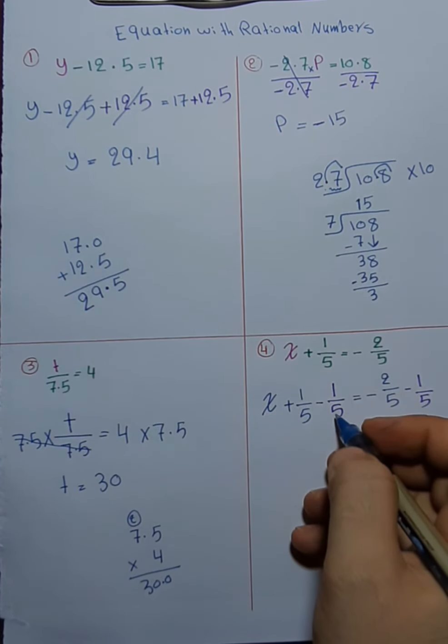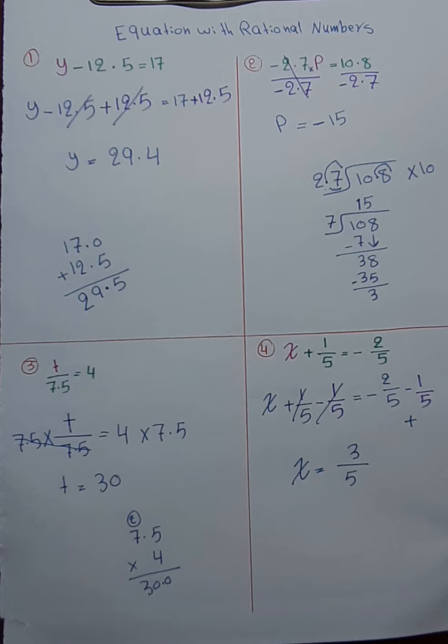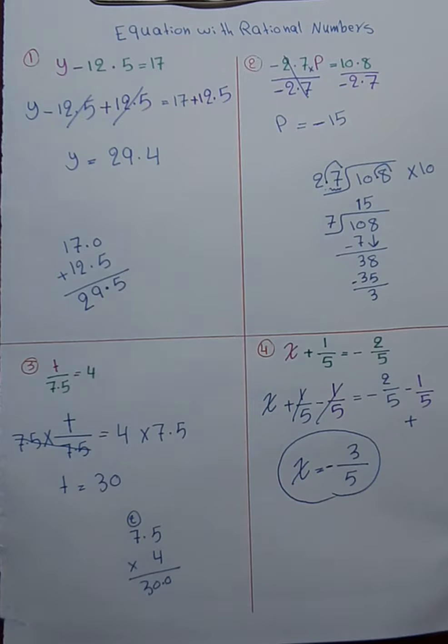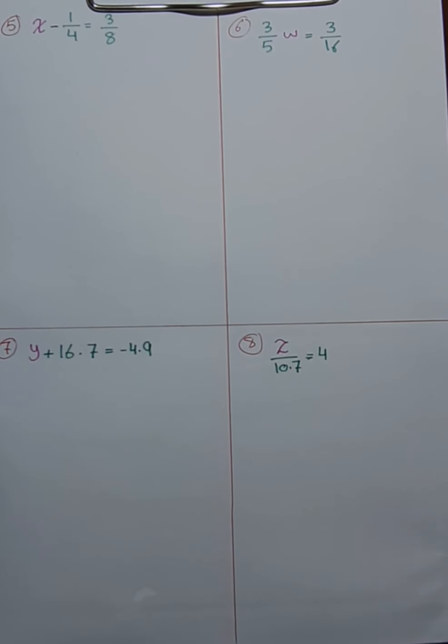Minus times minus is plus. We have to add these two fractions. Write 5 as the denominator, 2 plus 1 equal to 3, and we always have to write the sign of the larger fraction. The bigger fraction is 2 out of 5, which is negative. So we write negative 3 out of 5. So x equal to negative 3 out of 5.